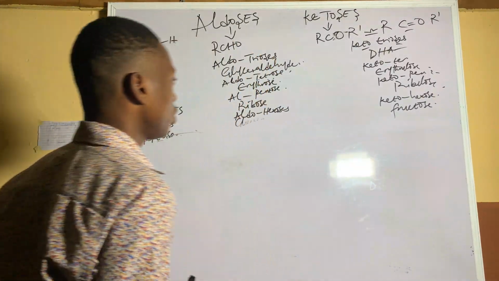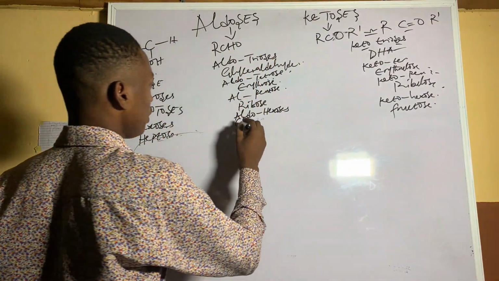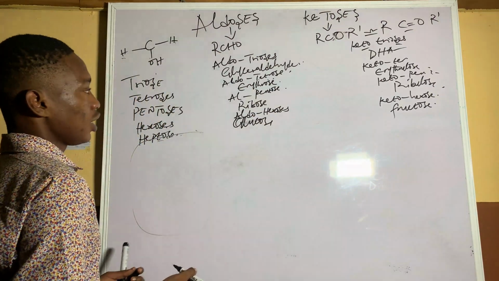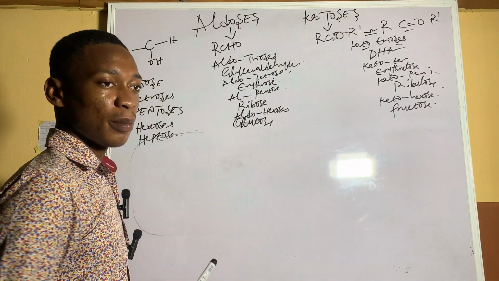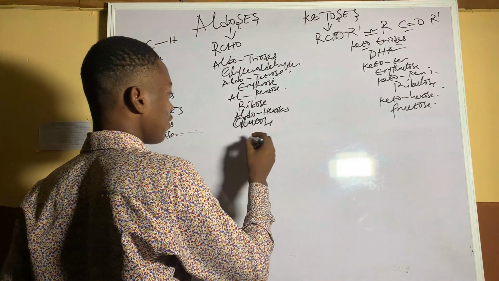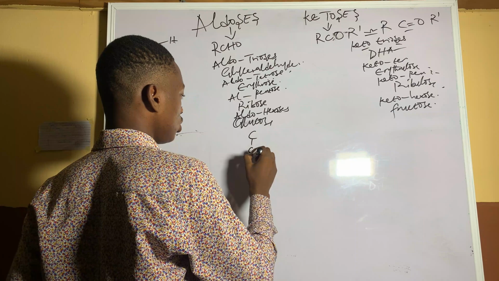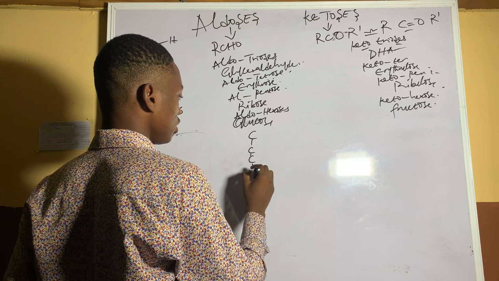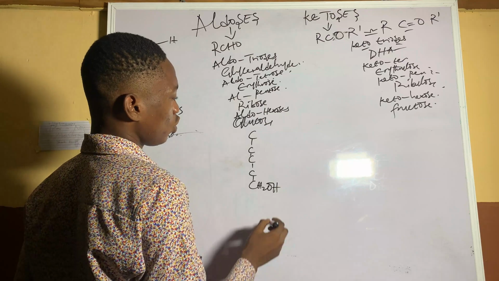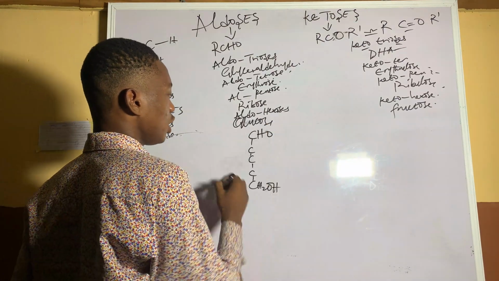Now let's look at our pentoses. Ketopentoses simply means we are talking about keto sugar with 5 carbon atoms. So I can give you an example. Remember, 5 carbon atoms. We have C2, C3, C4, C5. The last C is usually CH2OH. This is the functional group CHO.